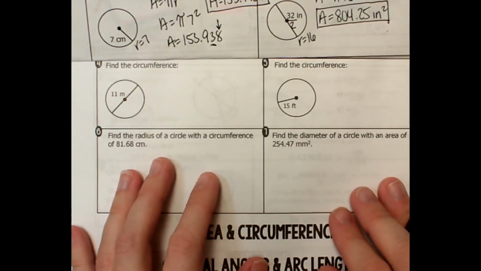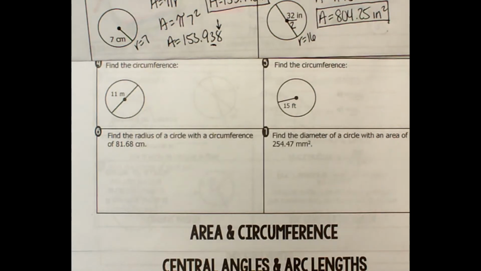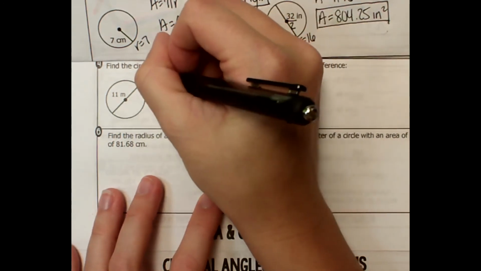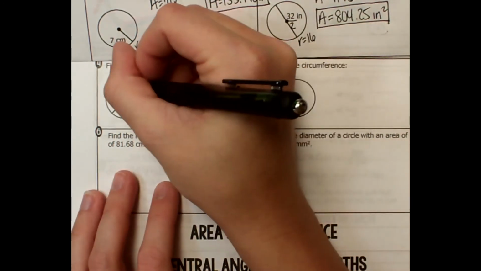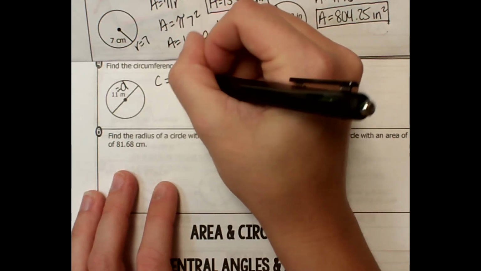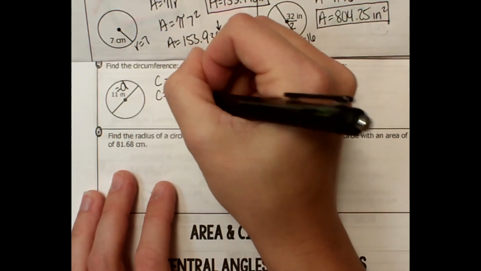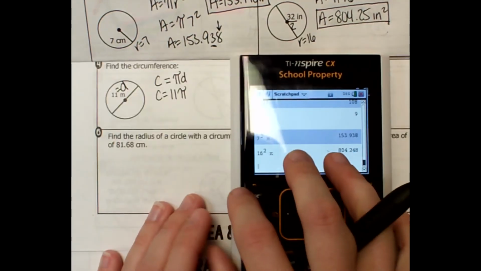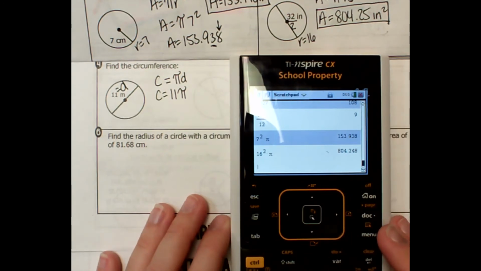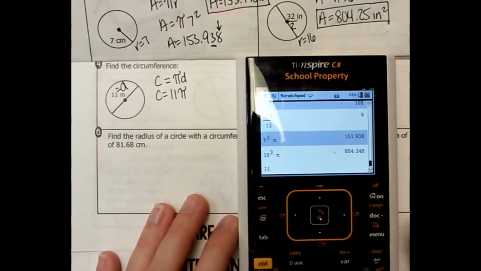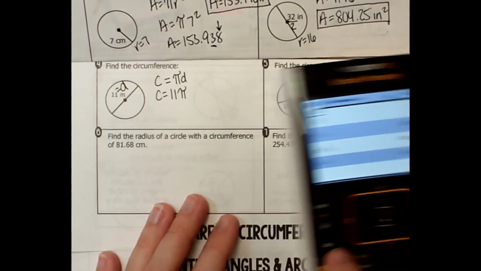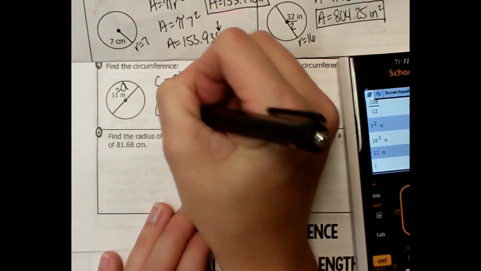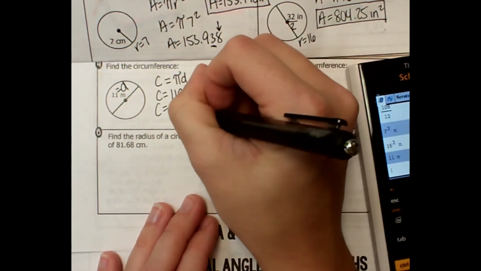So number 4, find the circumference. So if we're finding the circumference, the formula is, in this one they gave me the diameter, so it's pi d. So C is equal to 11 pi. Sorry, I'm going to write pi at the end. It's like a variable almost. Or it's a constant, sorry. So 11 times pi. 34.5575, and I'll do this one more time. 34.5575.